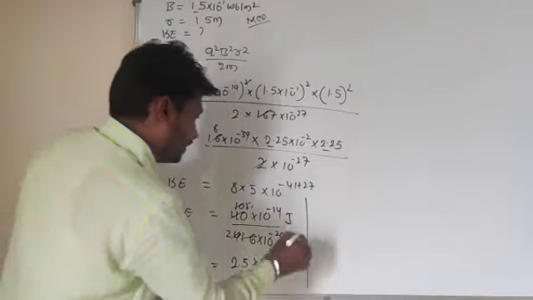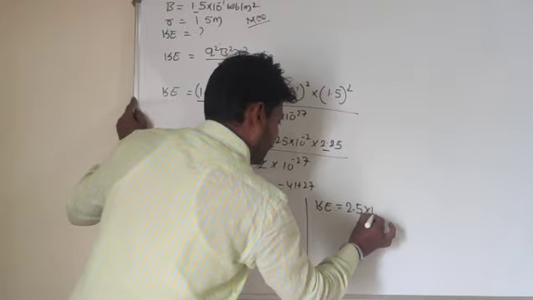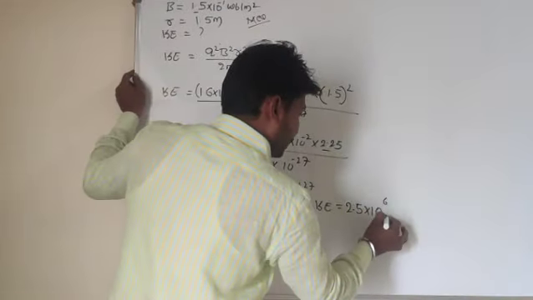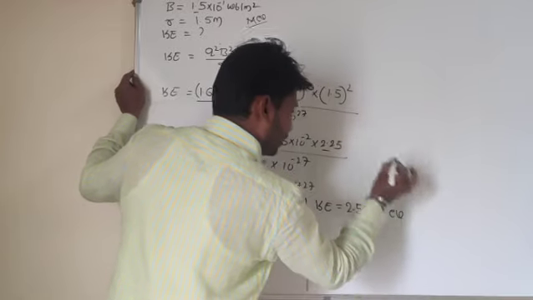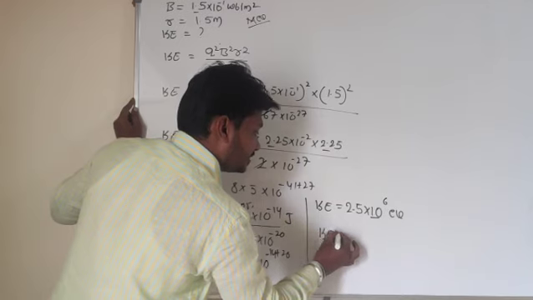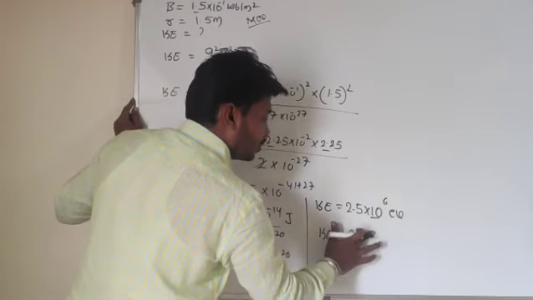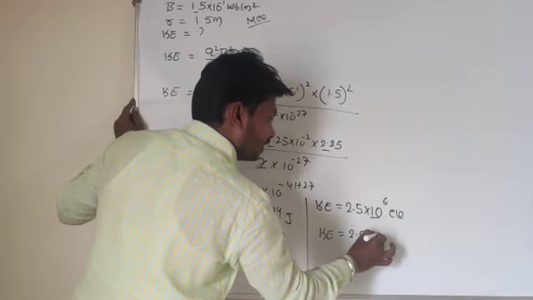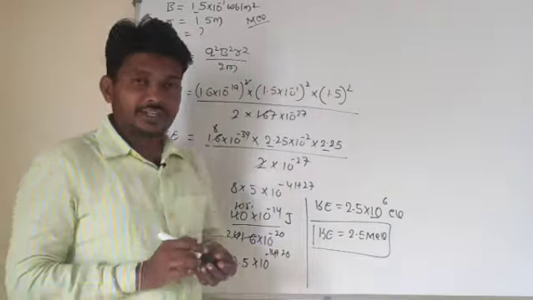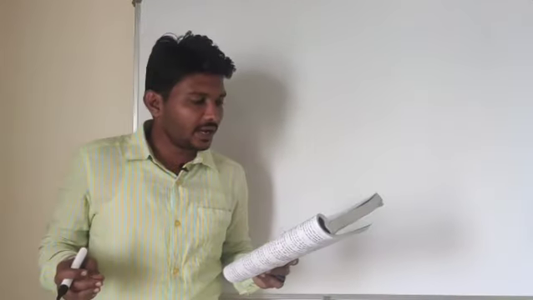So look at here, kinetic energy is equal to 2.5 into 10 to the power of 6 electron volt here. 10 to the power of 6 means I can take this one as 2.5 mega electron volt. So this is the answer, energy in terms of mega electron volt. Okay, so we'll look at the next one.